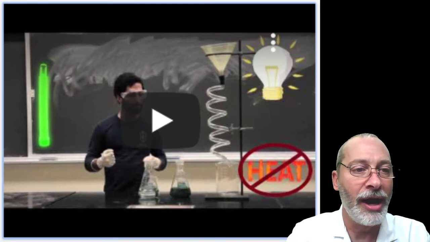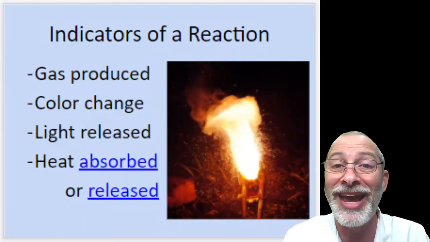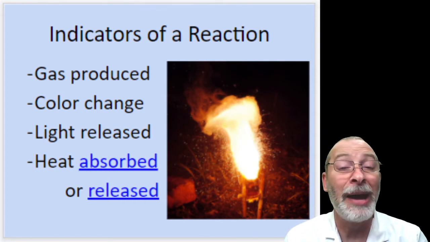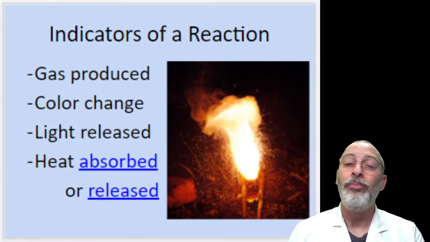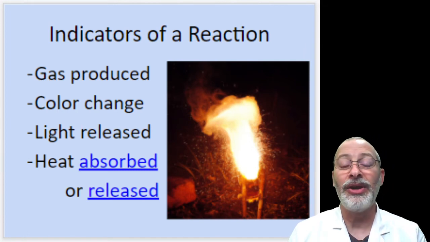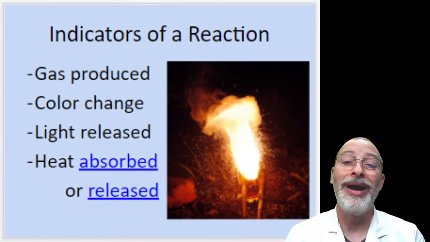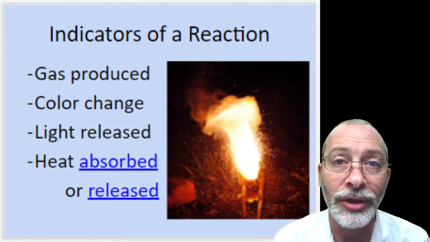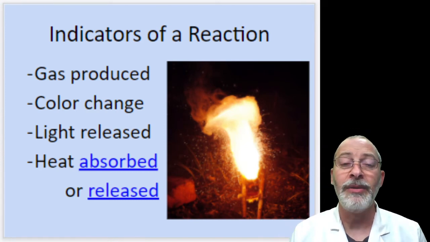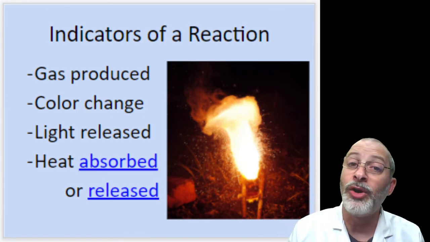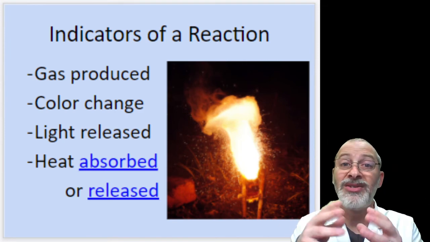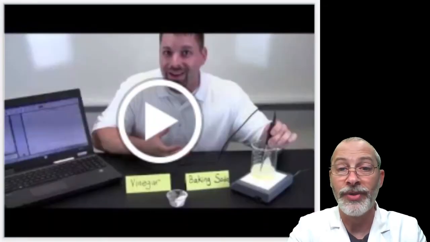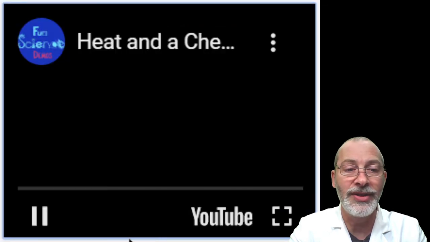It could kill you. All right, so let's go on to the next indicator of a reaction, and that is heat being absorbed or heat being released. Technically, they're called endothermic or exothermic reactions, and we'll spend time on those two in particular in the future. But for now, heat being absorbed or heat being released. In other words, something getting colder or something getting hotter after you mix things together could be an indicator of a chemical reaction. So let's check out quick videos on this.